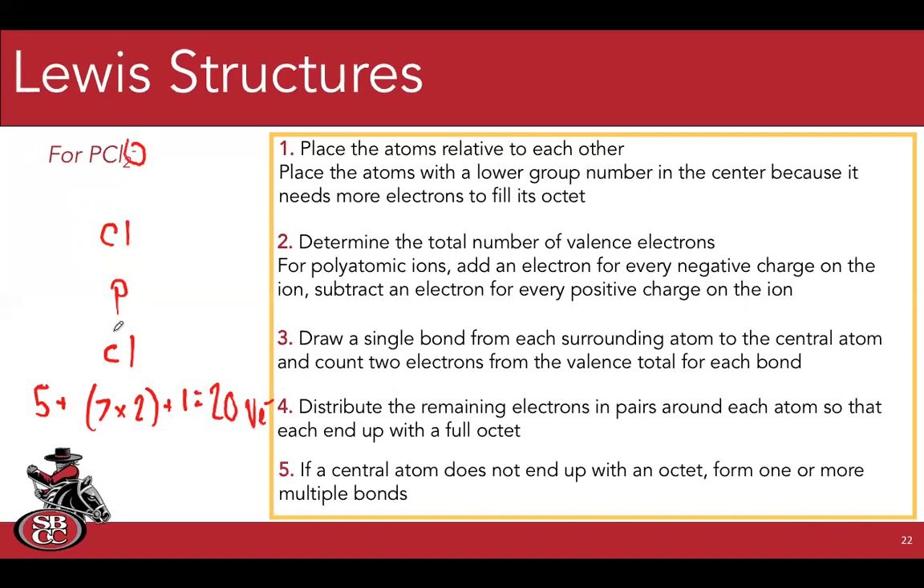So now we have our skeletal structure, so we can go 2, 4, 6, 8, 10, 12, 14, 16, 18, and 20. Now we've fulfilled our octets, and the last thing that we do is we place brackets on ions of Lewis structures. We put the charge on the outside. It's negative charge.